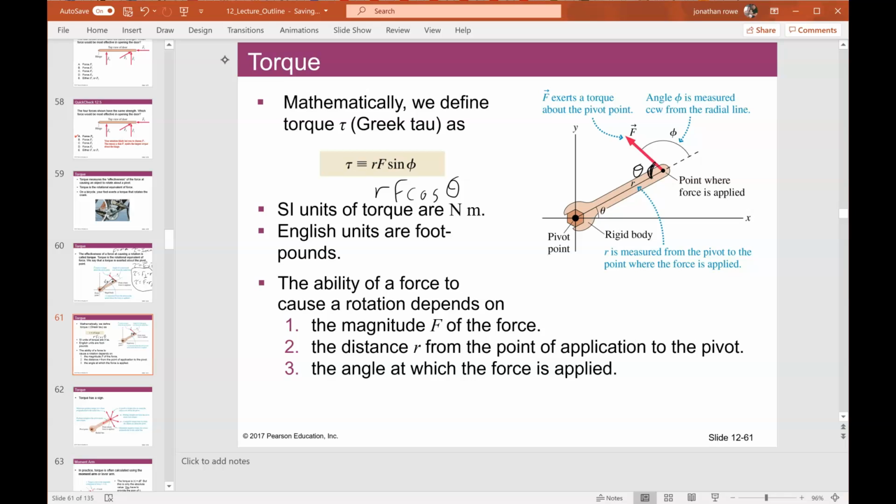But we can always figure out our sign for torque by just defining counterclockwise as positive and clockwise as negative. So this force would produce a positive torque. All right, the SI units for torque are Newton meters. English units are foot-pounds, so feet would correspond with meters. Pounds is a force that would correspond with newtons. The ability of a force to cause a rotation depends on, obviously, the magnitude of the force, the distance that the force is from the pivot, and the angle at which the force is applied.